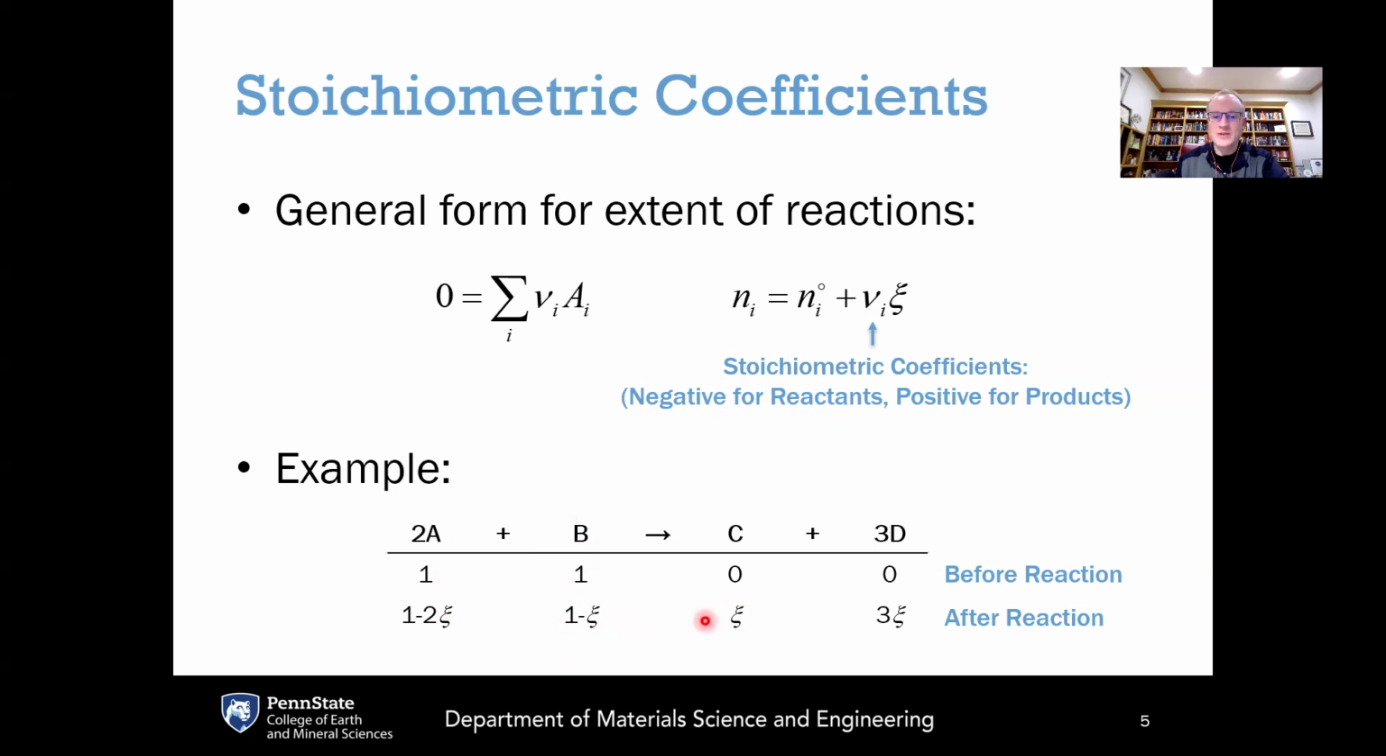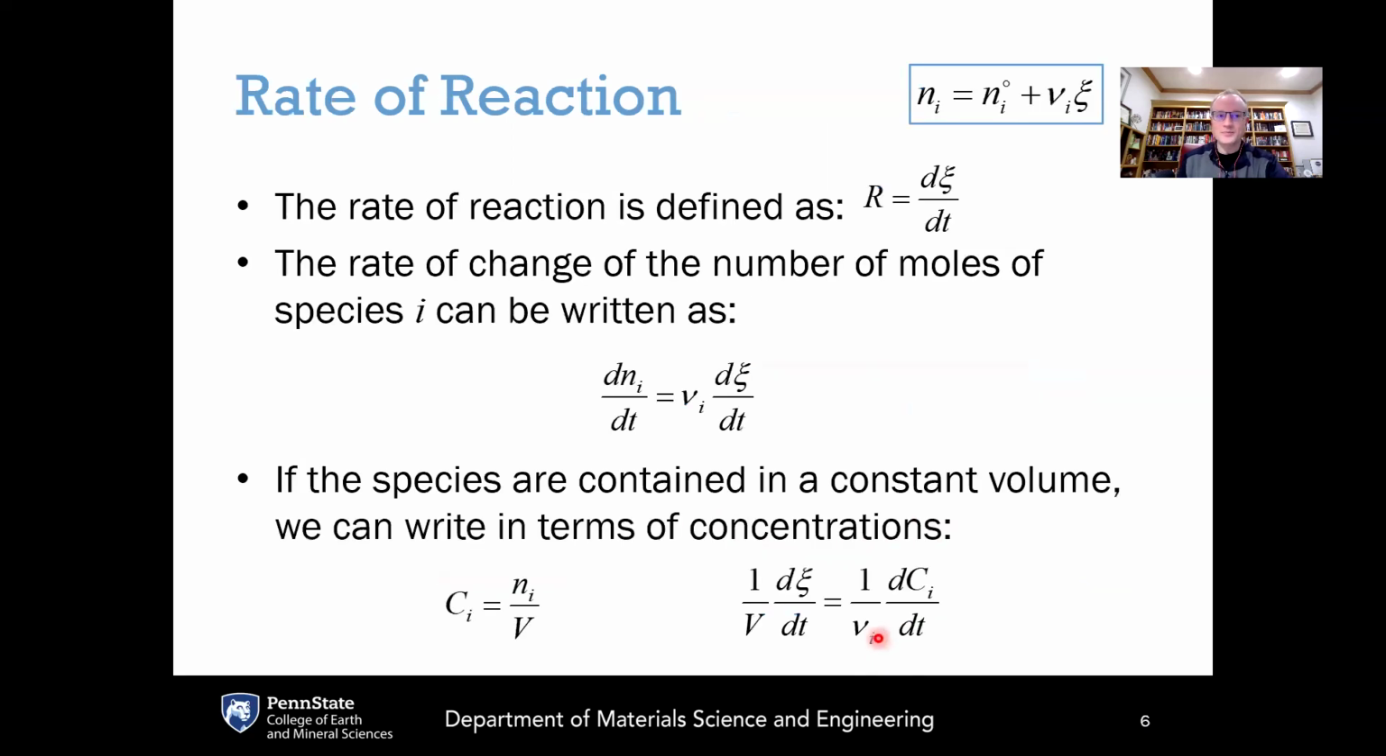Now with the products, these stoichiometric coefficients are coming in as positive numbers because we are producing them, and therefore we pick up ξ amount of C. And with the stoichiometric coefficient of 3 for the D species, we get 3 times ξ after the reaction. Now, the next topic here is the rate of reaction.